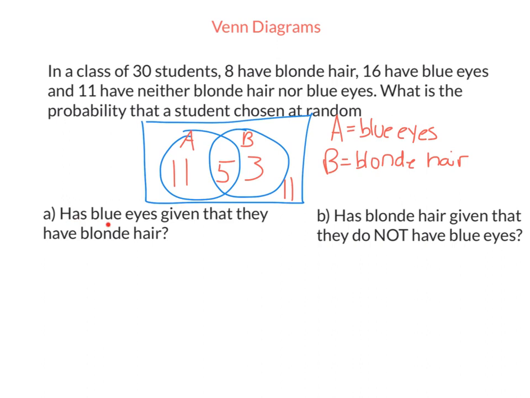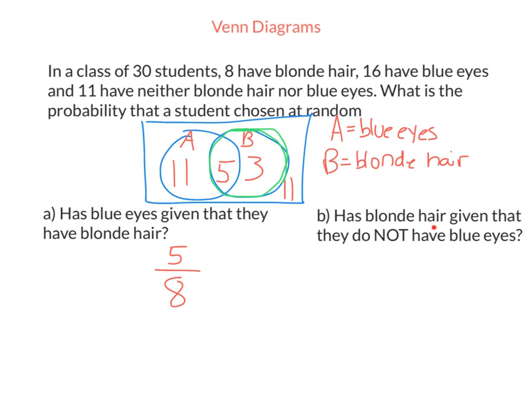So let's find the probability someone has blue eyes given that they have blonde hair. So what I'm saying is, I know they have blonde hair. I know that they're in this circle. What's the probability that they have blue eyes? Well, you can see there are 8 people to choose from and 5 of them have blue eyes. So it's simply 5 over 8.